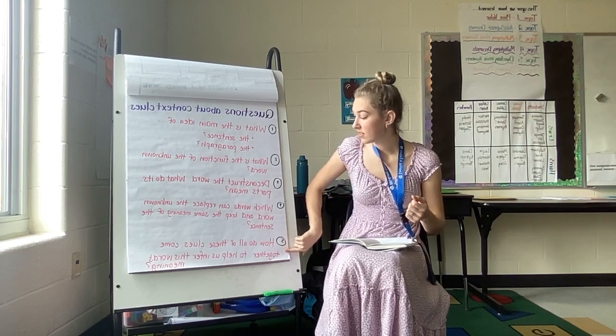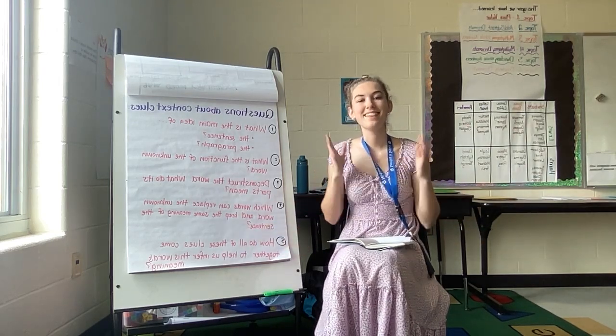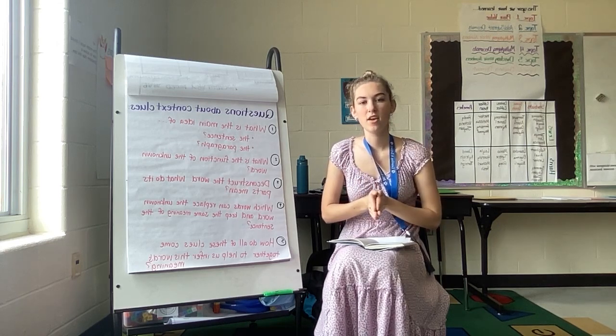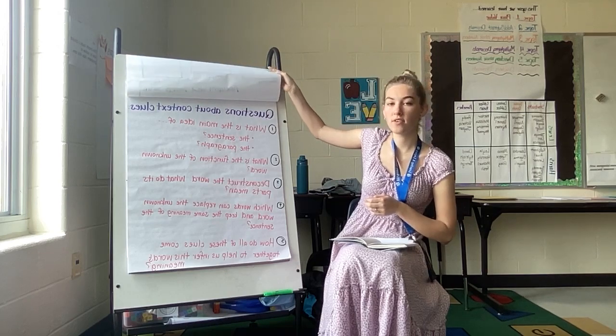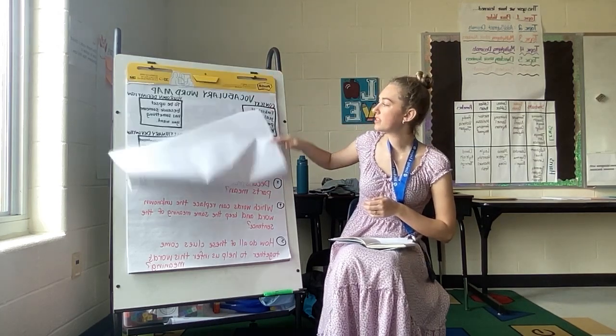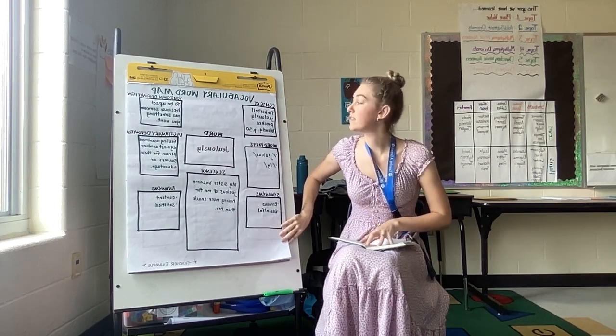And then last but not least, how do all of these clues come together? And then how can we write a definition for our unknown word? Okay, so here's an example. You're all going to receive a graphic organizer to help you define a new word that you come across when you reread chapter 7 together.